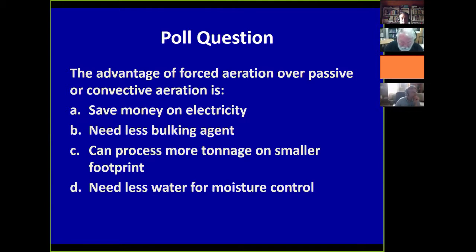The question is, what is the advantage of forced aeration, where you're blowing air into a pile or sucking it down through a pile, over a passive or convective aeration system? One of these answers is correct, the others are not. Does the forced aeration system save money on electricity? Does it mean that you need less bulking agent in your mix? Does it mean you can process more tonnage of feedstock on a smaller footprint? Or does it mean you need less water for moisture control? And we'll let people answer the questions you see on the screen.